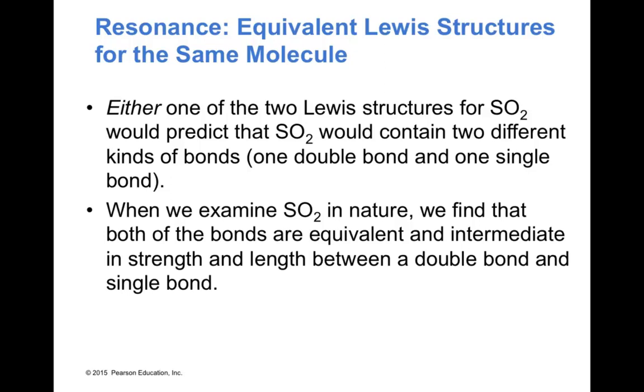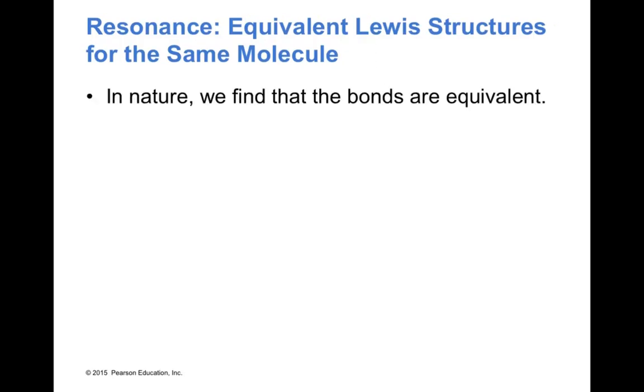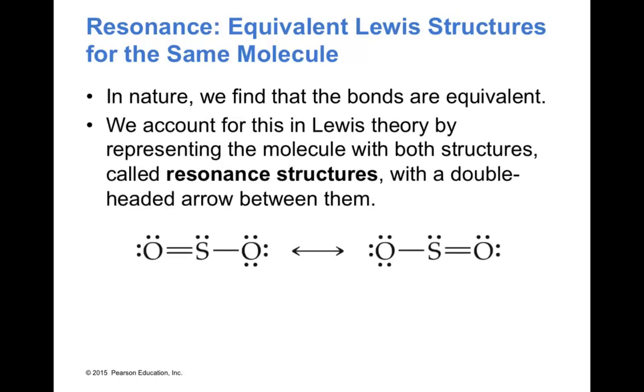When we examine SO2 in nature, we find that both of the bonds are equivalent and intermediate in strength and length between a double bond and a single bond. We can account for this in Lewis structure by representing the molecule with both structures, and we call them the resonance structures, with a double-headed arrow between them. So this structure is a resonance structure of this one, and this one is a resonance structure of this one.